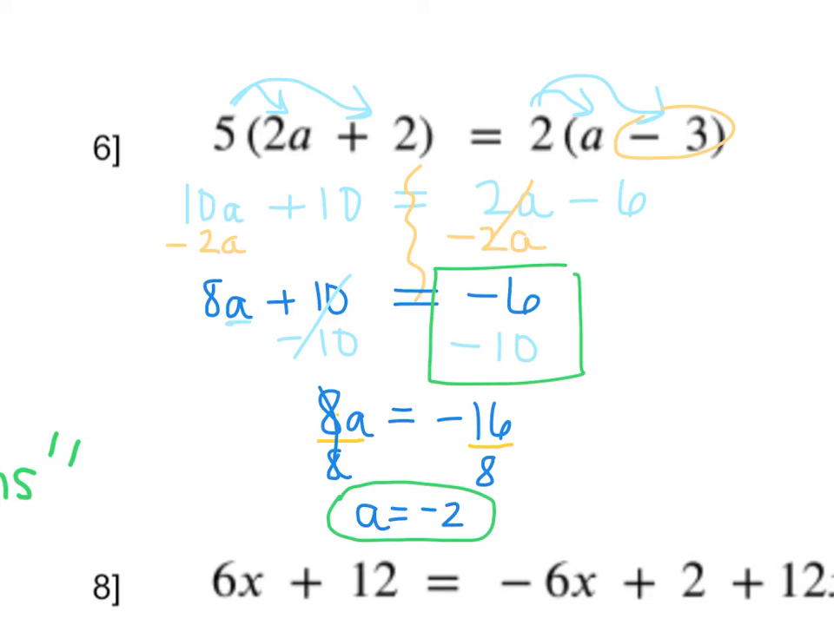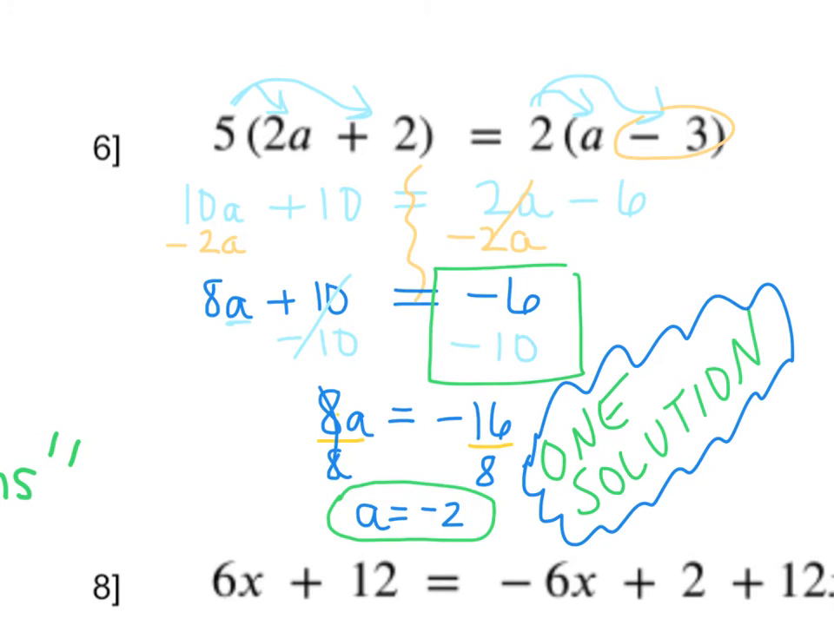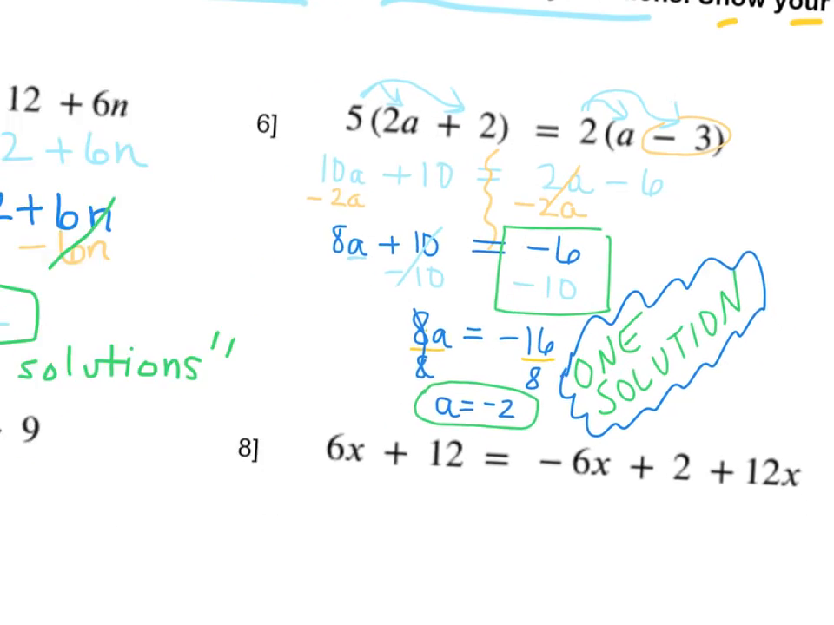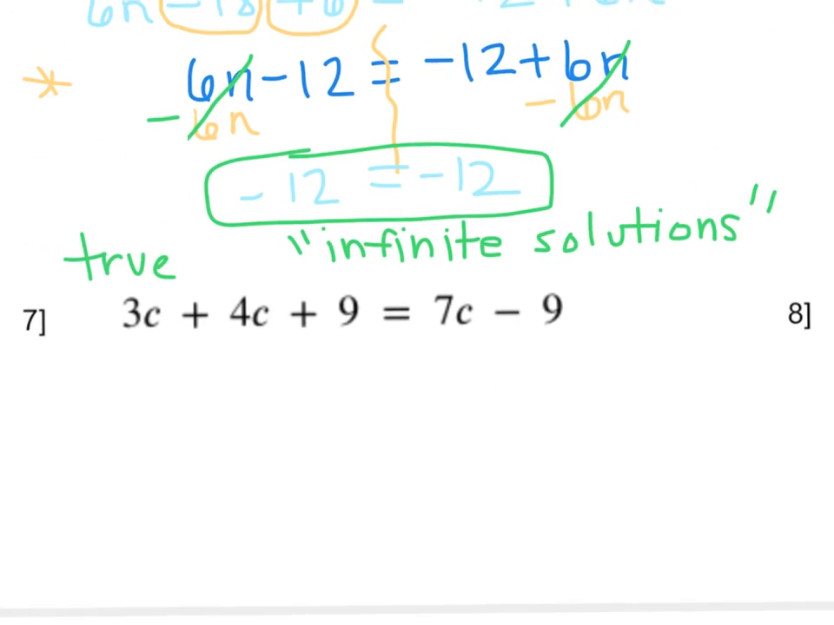Okay, so what kind of solution do we have? We got a final answer. We were able to isolate the variable. So this is an example of one solution. So make sure you write one solution as well. Okay, moving on to number 7.